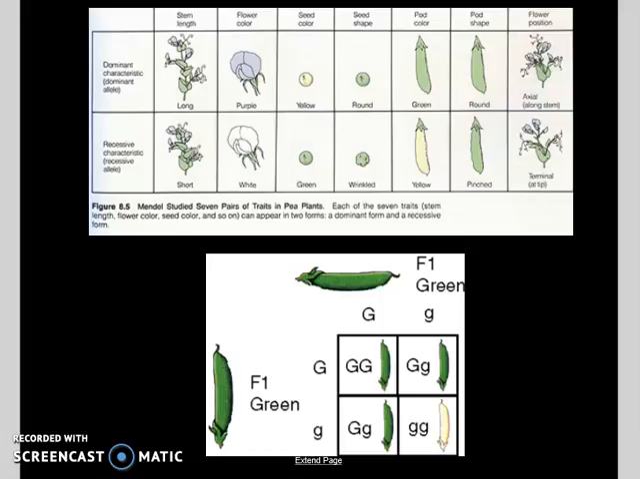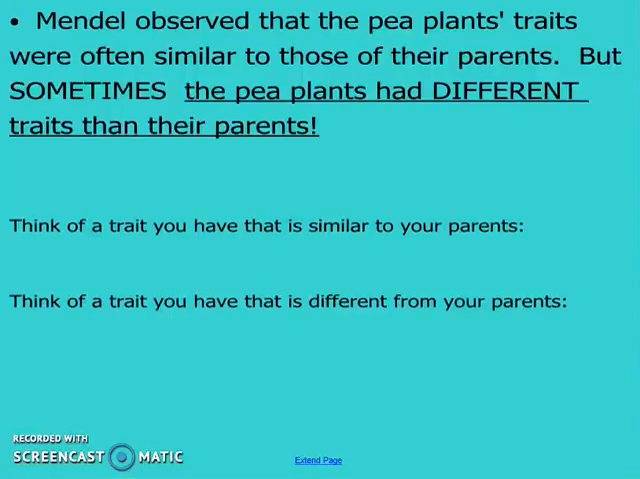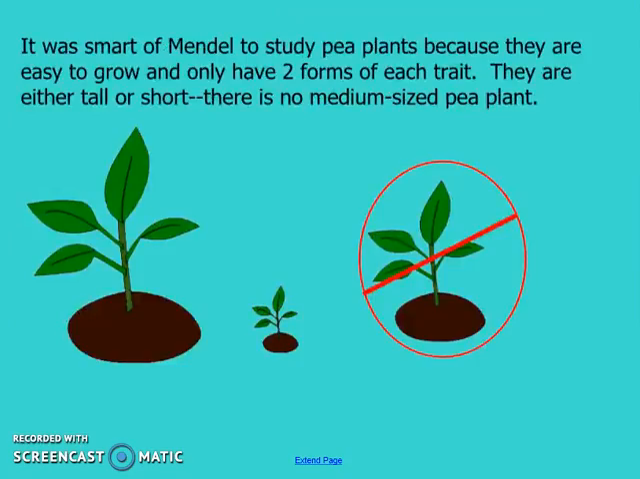These are some of the different traits that Mendel started noticing. So things like the shape of the pod of the pea plant, the seed color, the flower color, the length of the stem, all those different types of things. And he started to wonder why that was. So he observed that those traits were often similar to those of their parents, but sometimes they had different traits than their parents. So if you think about certain traits you have that are similar to your biological parents, or ones that you have that are different from your biological parents, usually you end up with a mix of the two.